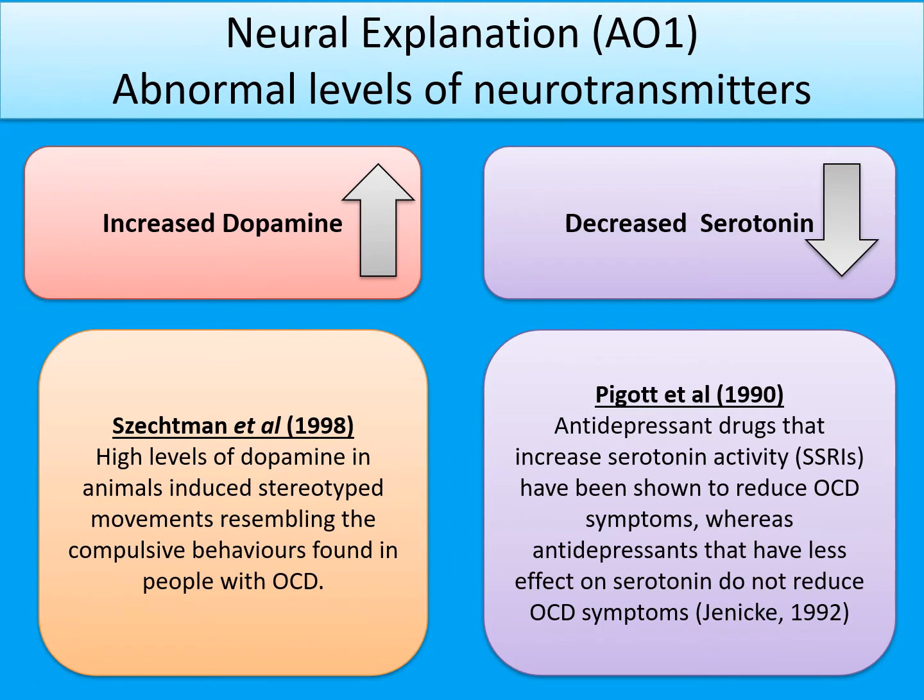We're also looking at neural explanations. Now, first of all, these completely link in with what we just talked about with the faulty COMT gene and the faulty SERT gene. So when we're looking at abnormal levels of neurotransmitters, then we're talking about increased dopamine levels, which cause us to have OCD, and decreased serotonin. And so with the increased dopamine, there have been animal studies which showed that when they artificially increase the amount of dopamine in animals, they showed stereotyped movements that were very similar to the compulsive movements of people with OCD.